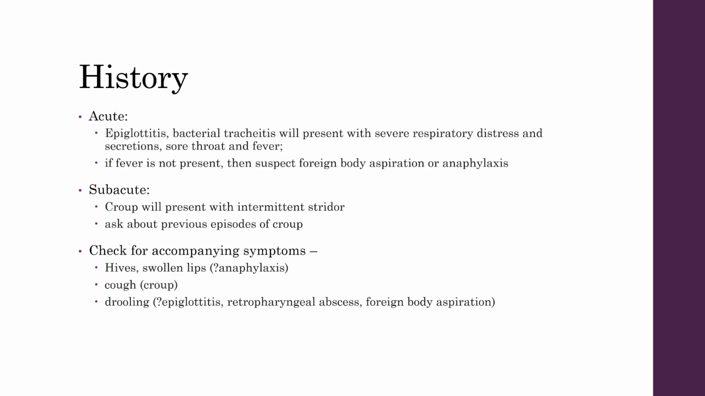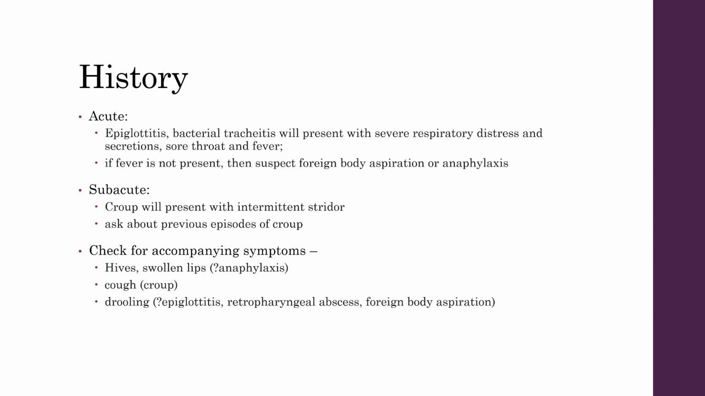You'll want to rule out whether there's any history of epiglottitis or bacterial tracheitis that will present with severe respiratory distress and secretions, sore throat, and fever. If fever isn't present, then suspect a foreign body aspiration or anaphylaxis. In subacute patients, you'll often get children with croup that may present with intermittent stridor, and ask for any previous episodes of croup when you're interviewing the parents.